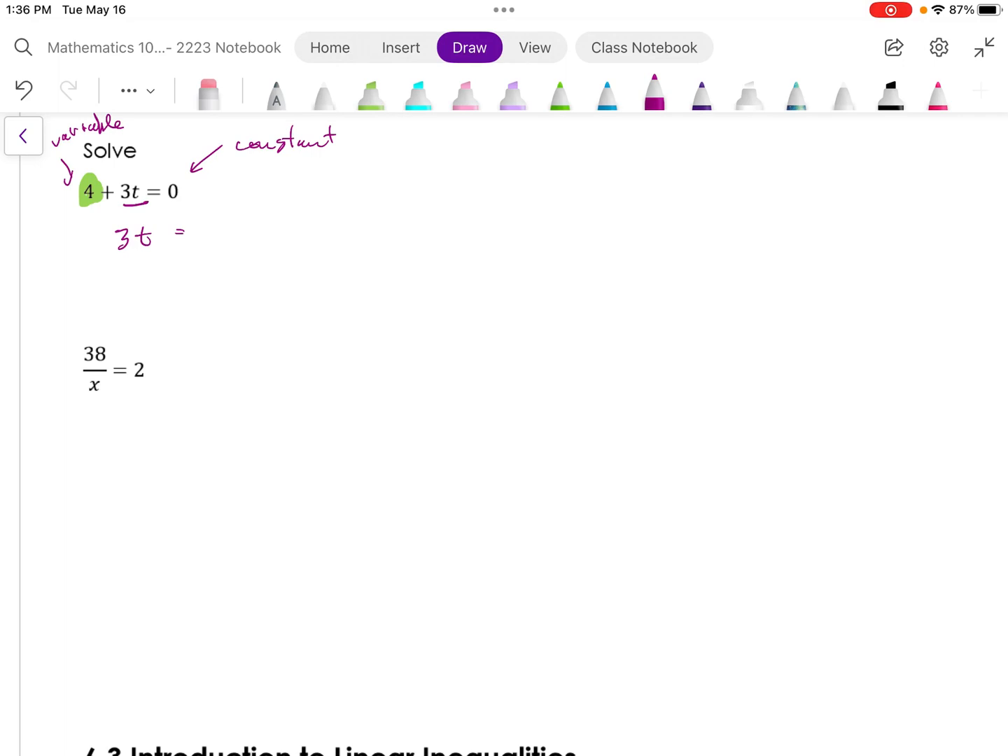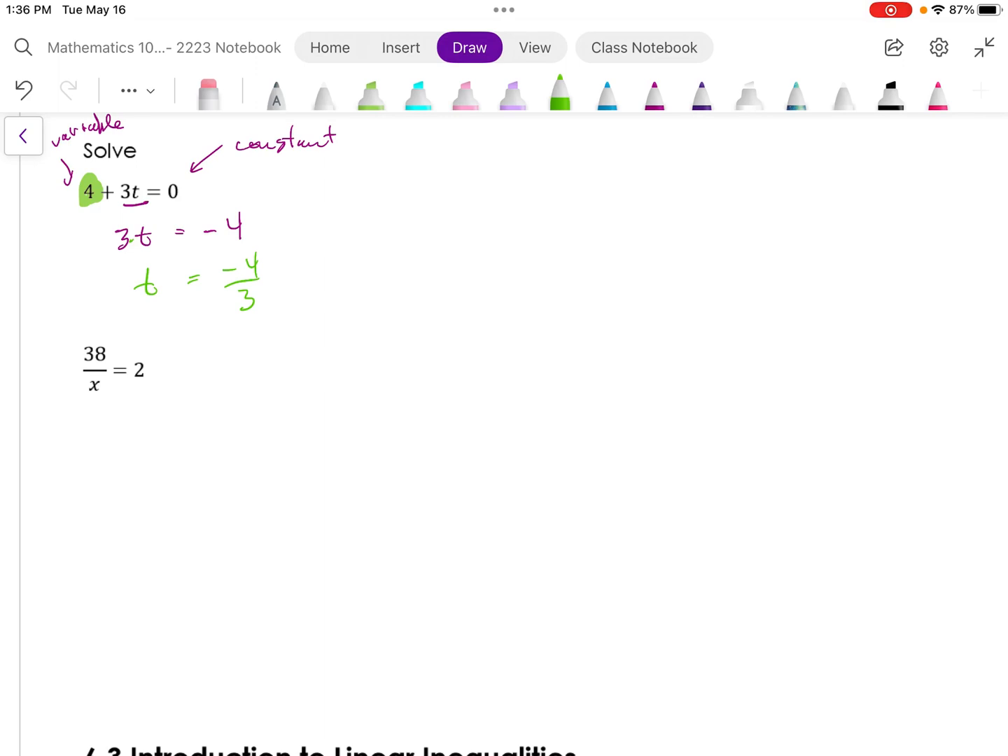So I'm going to get rid of what I just highlighted in green by subtracting 4 from both sides. Now notice, although I didn't write subtract 4 on this side, it was implied. So really, I have 3t is equal to negative 4. What I'm going to do is divide both sides by 3. Because 3 times t.